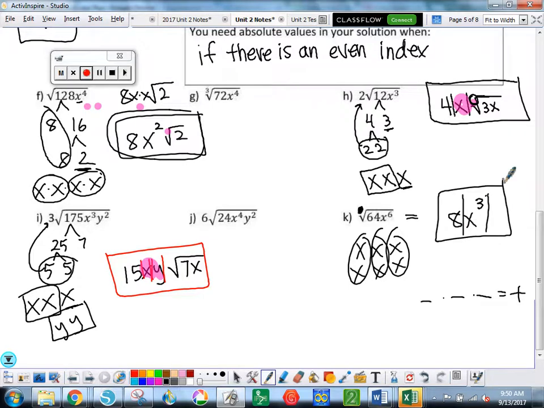Okay, so what's the rule? It has to have an even index in order for you to care about absolute value or not. And this has to have an odd power. So if there's an even index and an odd exponent, so the rule is even odd.